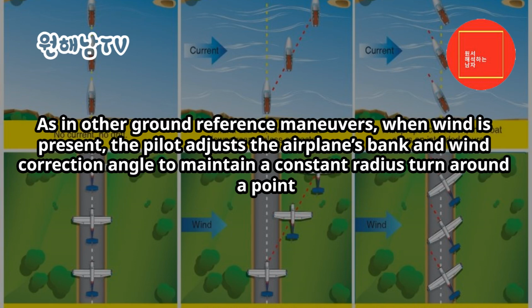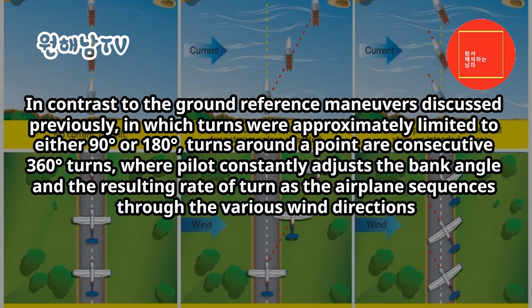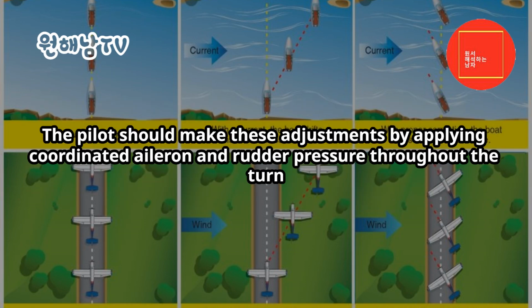As in other ground reference maneuvers, when wind is present, the pilot adjusts the airplane's bank and wind correction angle to maintain a constant radius turn around a point. In contrast to the ground reference maneuvers discussed previously, in which turns were approximately limited to either 90 degrees or 180 degrees, turns around a point are consecutive 360 degrees turns, where the pilot constantly adjusts the bank angle and the resulting rate of turn as the airplane sequences through the various wind directions. The pilot should make these adjustments by applying coordinated aileron and rudder pressure throughout the turn.